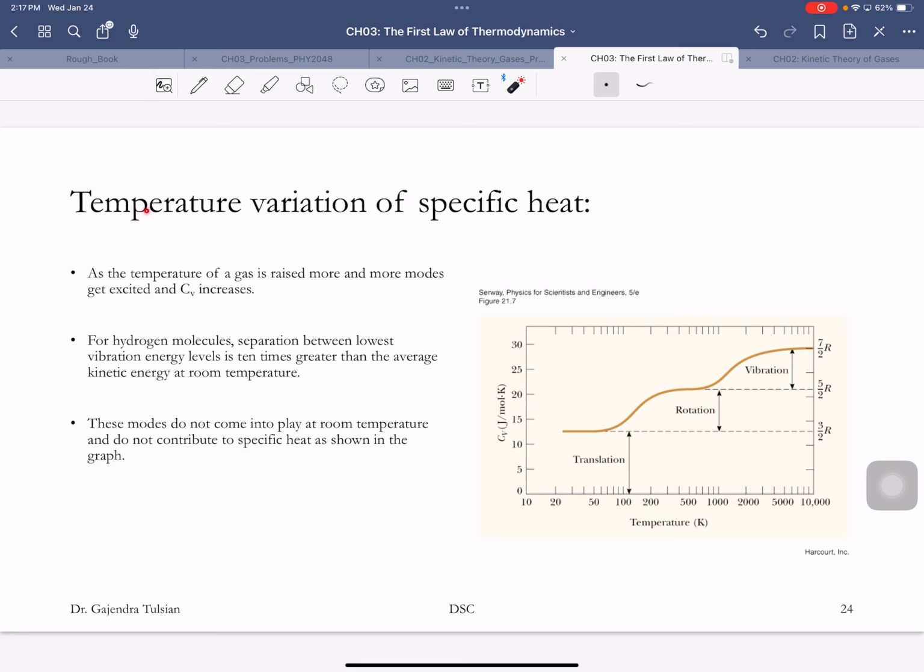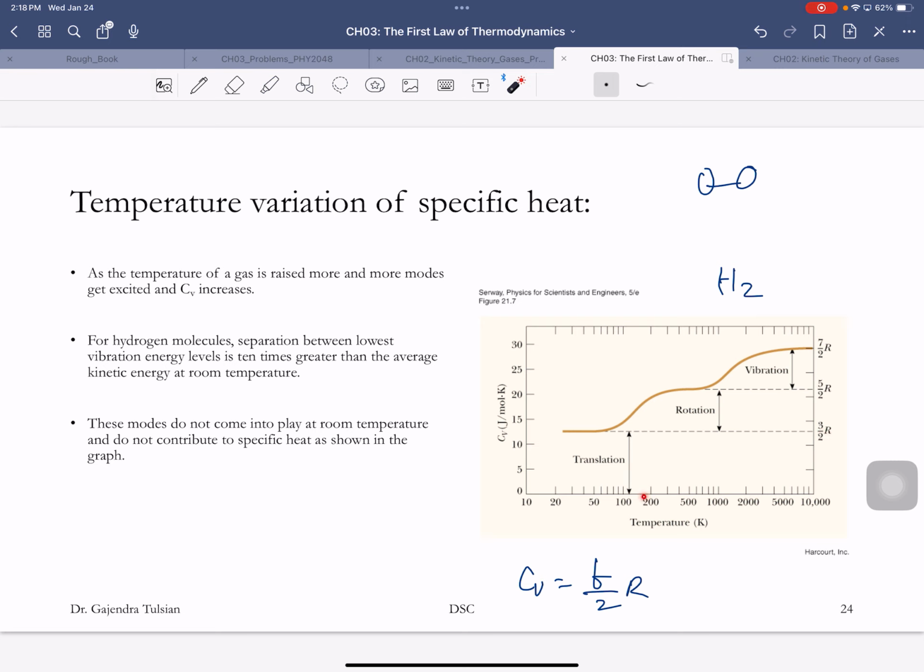So here's the stuff we talked about. This is a graph for hydrogen molecules. Okay, and you see the hydrogen molecule is a diatomic molecule. But at these low temperatures, only 3 degrees of freedom are in play. Cv, which is equal to F by 2 R. So at these low temperatures, this is in Kelvin, at up to 100 degrees Kelvin, Cv is 3/2 R.